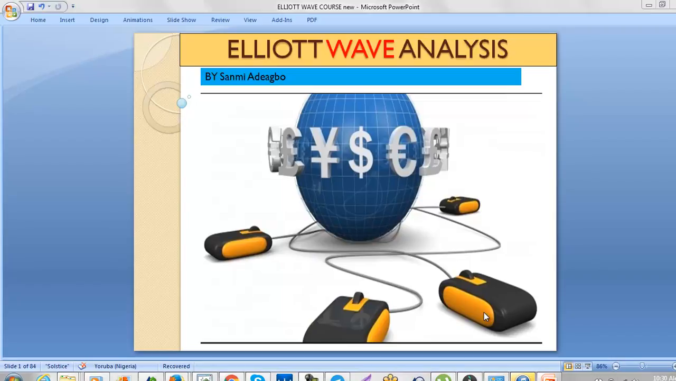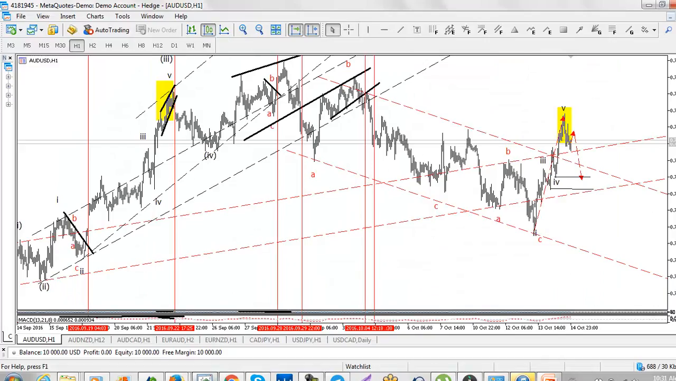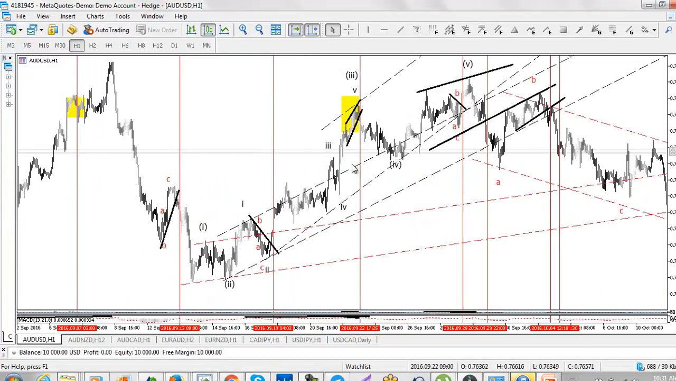So I will use the Elliott wave theory to look at some currency markets. The first one I have is the Australian dollar US dollar, and my chart looks somewhat messy. Let me remove some things that are not needed there.